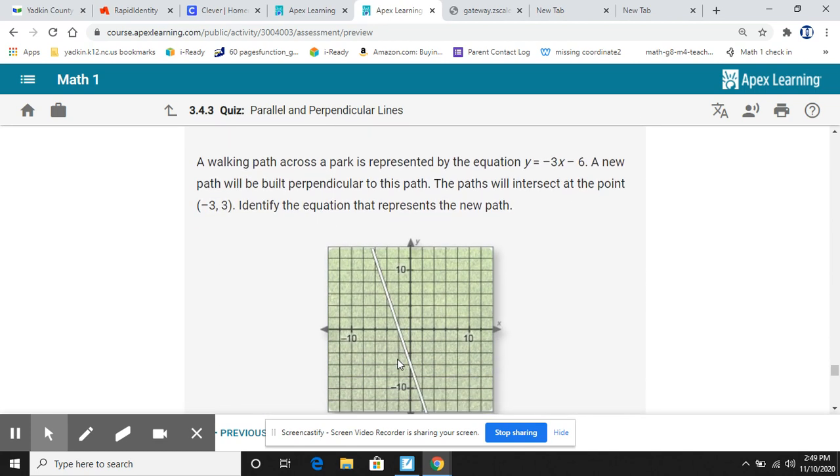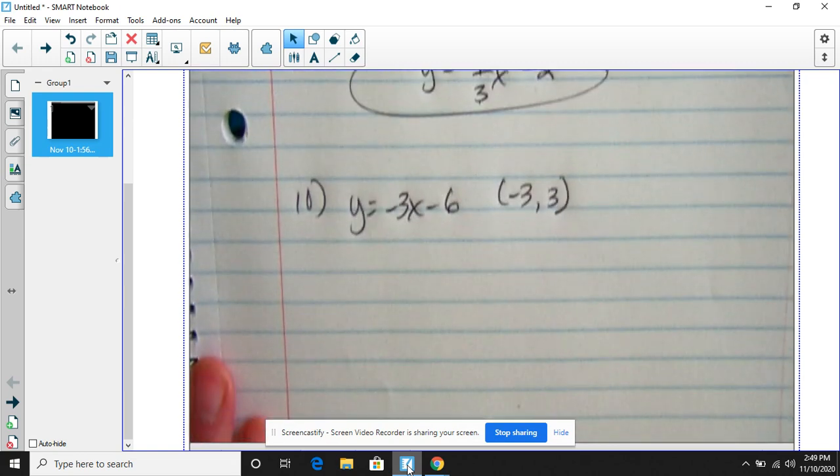A walking path across a park is represented by y is equal to -3x minus 6. A new path will be built perpendicular. The paths will intersect at the point 3, -3. Identify the equation that represents the new path. Okay, so this time it's perpendicular.